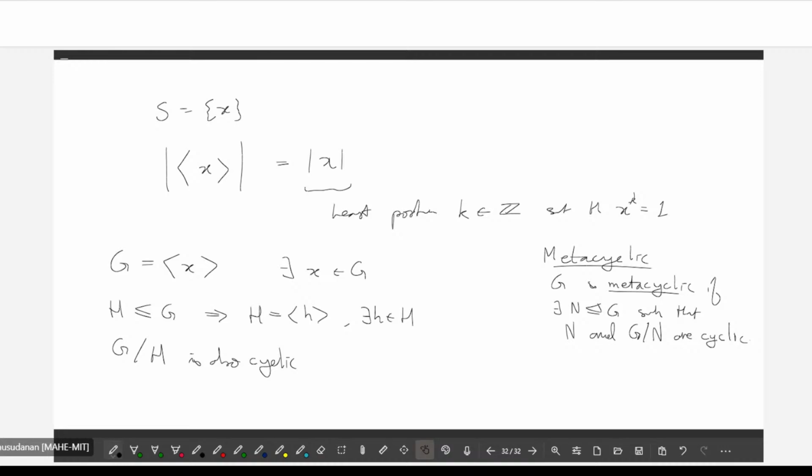I'm just telling you the smallest non-cyclic group. Suppose you don't know what it is. I'm telling you G is the smallest non-cyclic group, and it has some proper subgroup N. I'm not even mentioning abelian or not. Then G must be metacyclic.